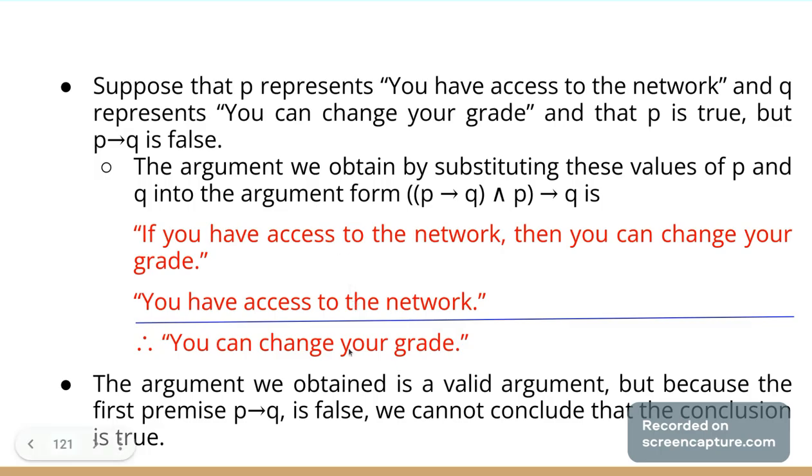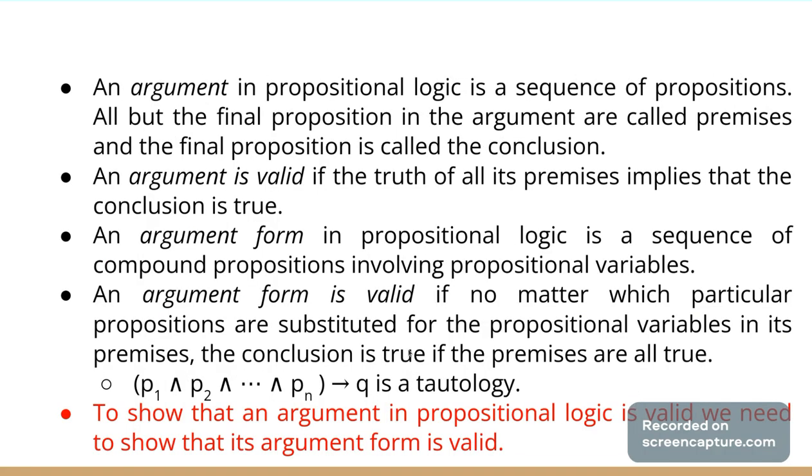Then Q cannot be concluded to be true. Only if both P implies Q and P are true will Q be true. That is a valid argument form. If one is false and the other is true, then Q doesn't automatically follow. It is not a valid argument form. So we cannot conclude in this case that the conclusion is true.